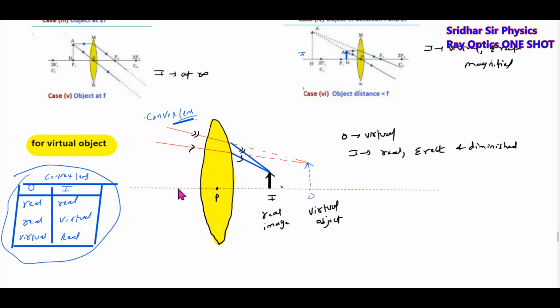Okay, I'm explaining in a very simplified, short way. Try to grasp this. This is very, very important.